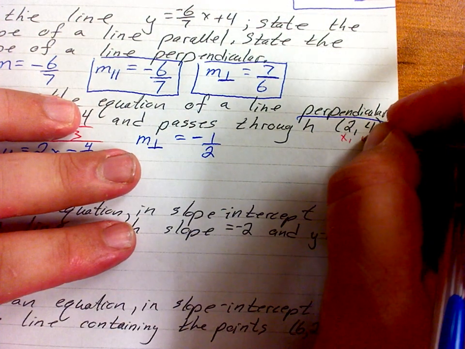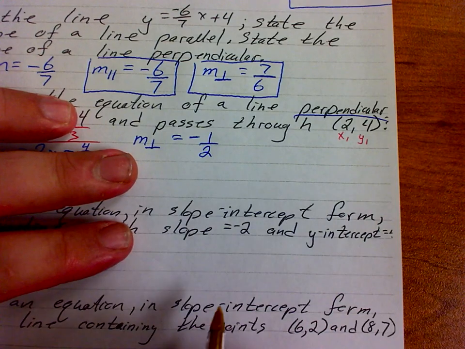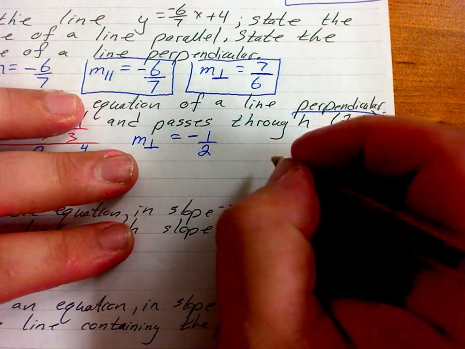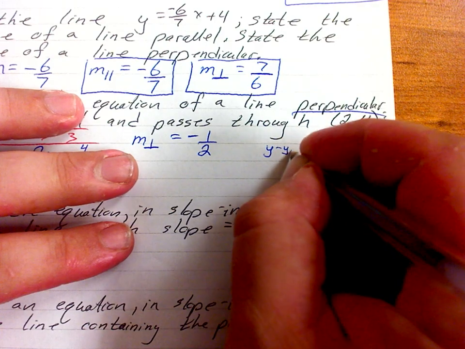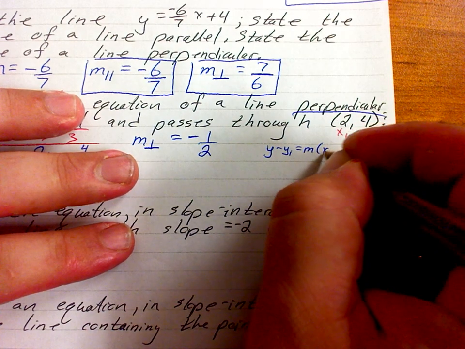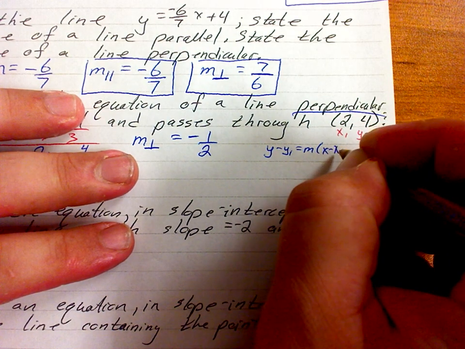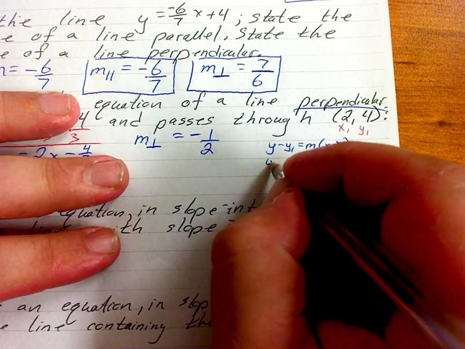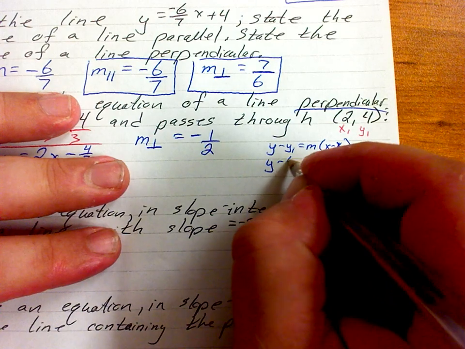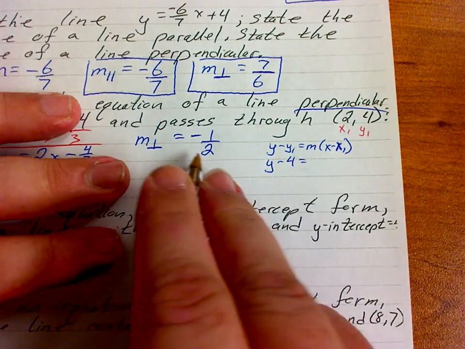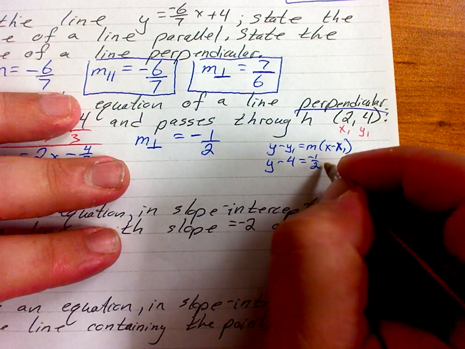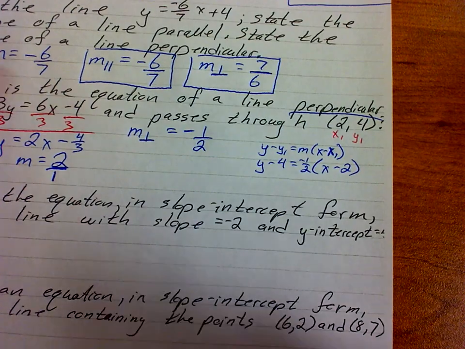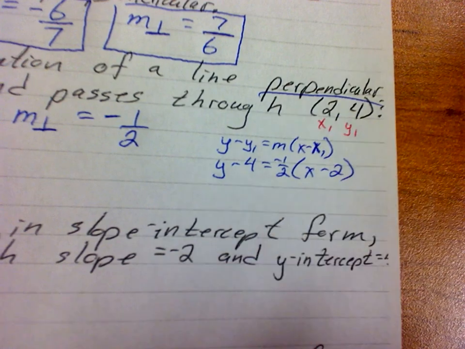This is our x1, y1, so all we need to do now is plug in what we know into our point-slope form. y minus y sub 1 equals m times the quantity x minus x sub 1. Let's plug in what we know. y minus the y sub 1, which is 4, equals the slope, which is negative 1 over 2, times the quantity x minus the x sub 1, which is 2. Okay, I'll zoom in here a little bit so we can see a little bit better.